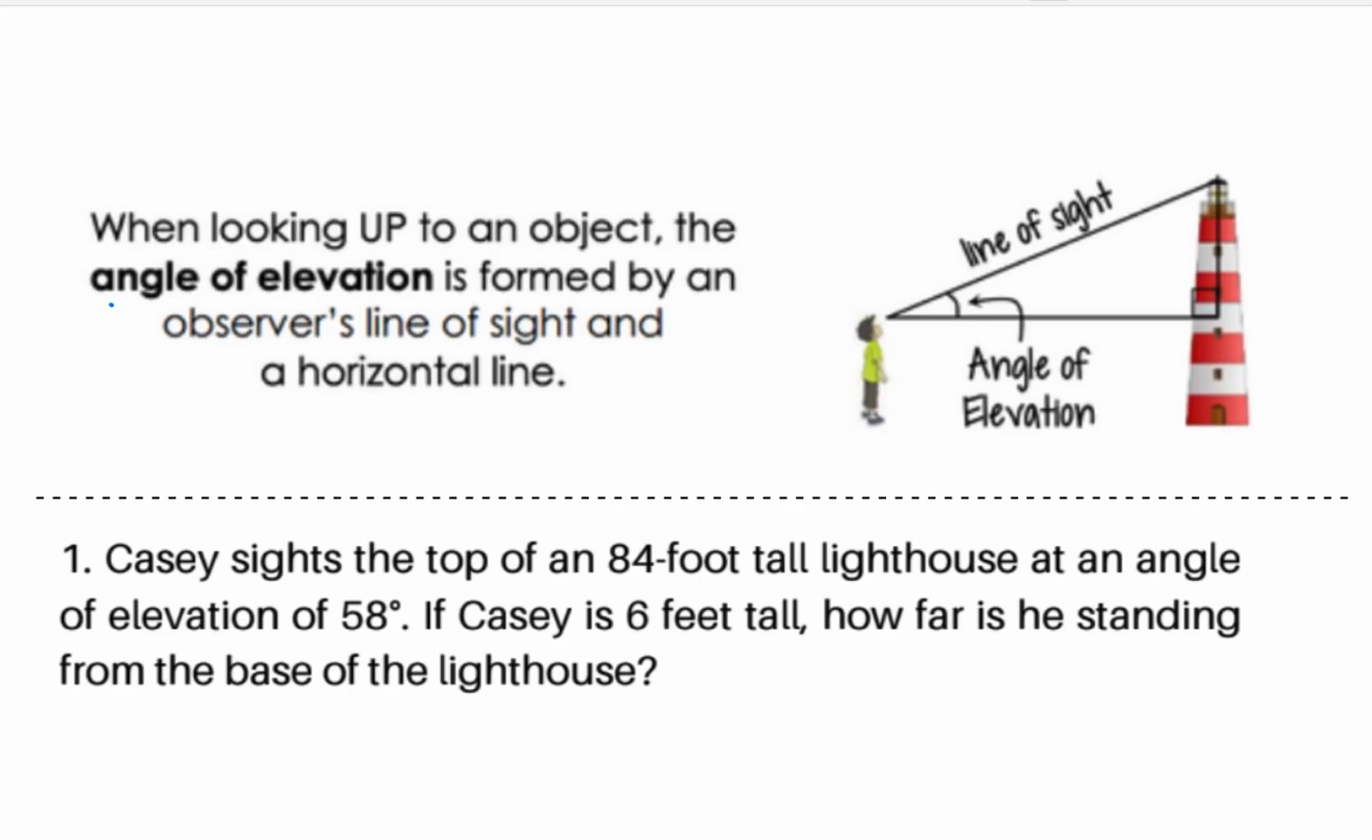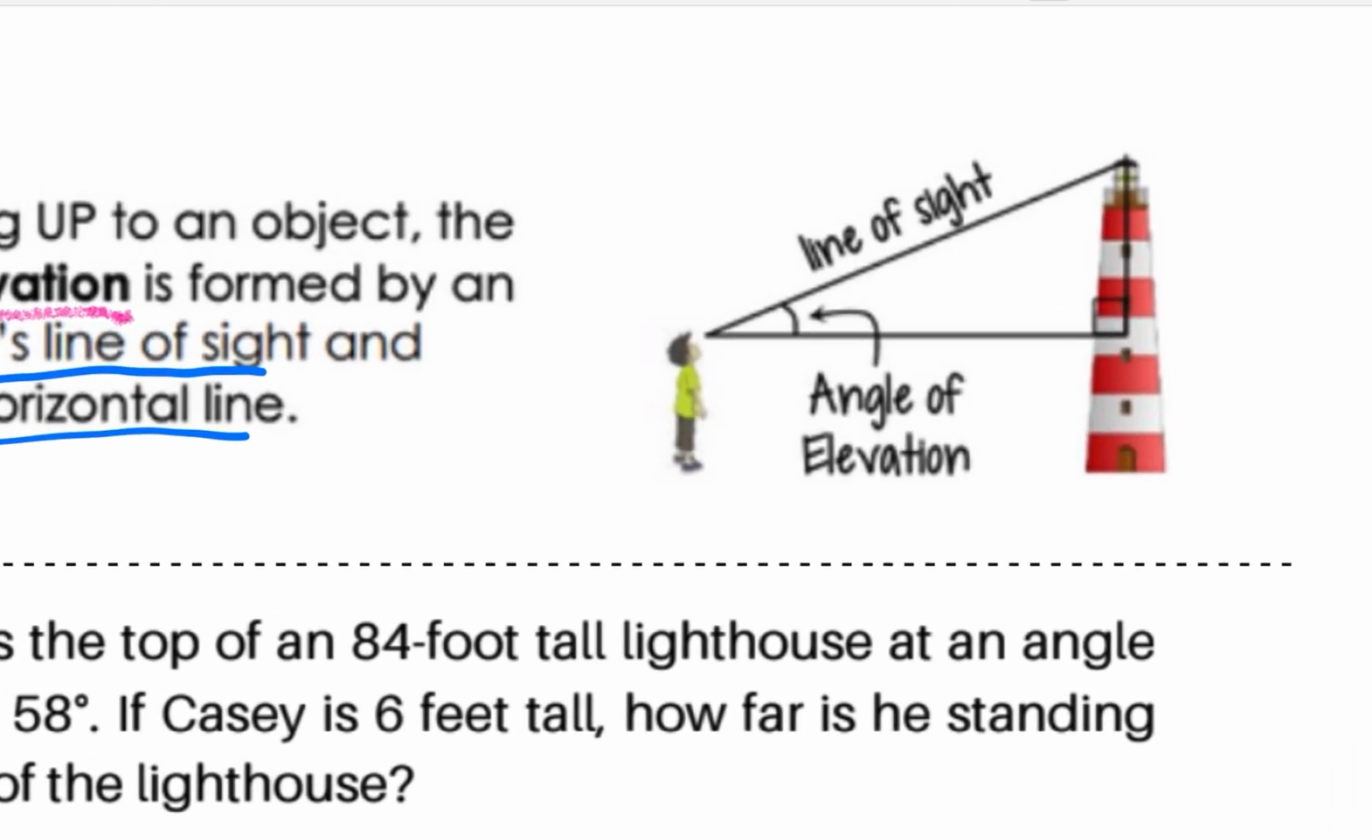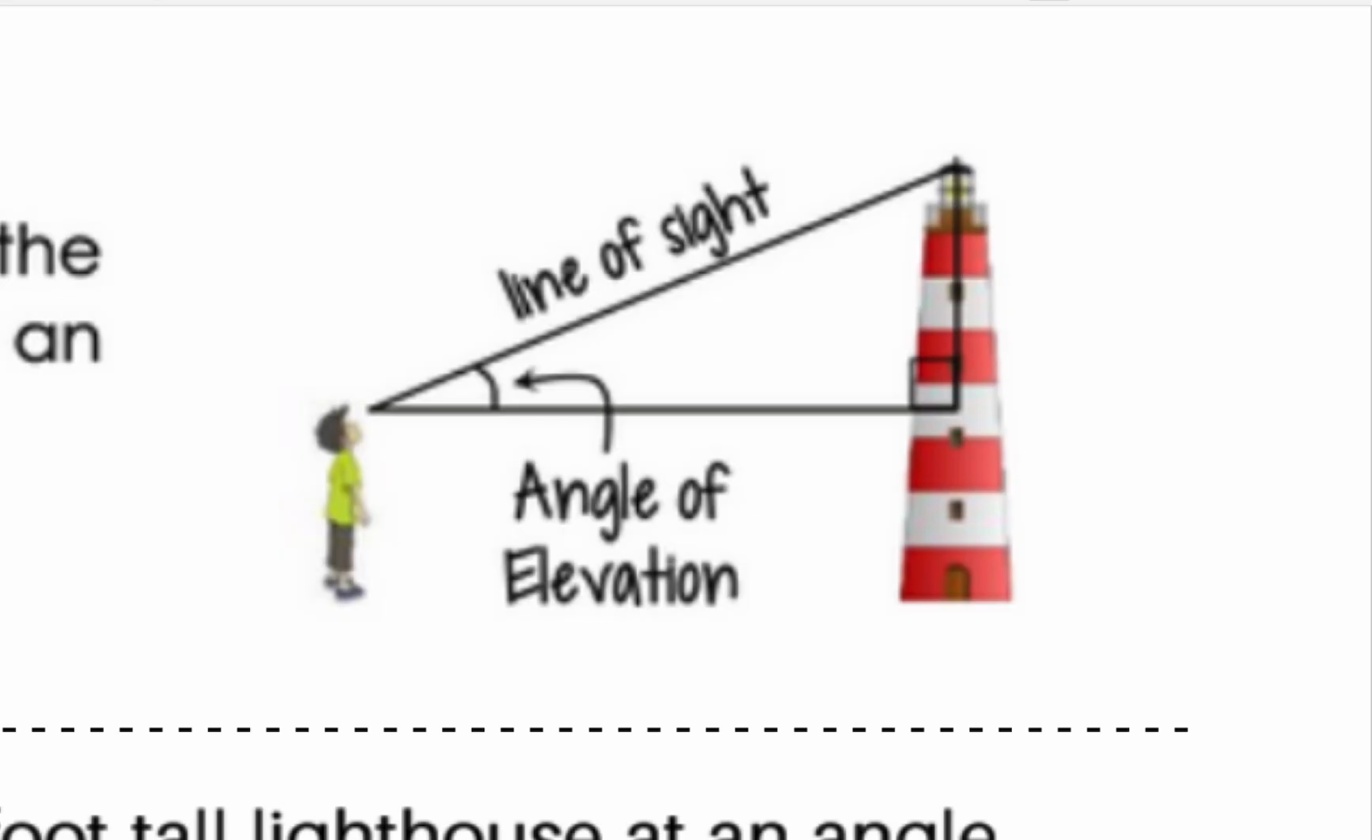In this video, we are going to talk about applications of trigonometry, particularly angle of elevation and angle of depression. When looking up to an object, the angle of elevation is formed by an observer's line of sight and a horizontal line. So if we focus our attention on this illustration, we have the angle of elevation that's created out of the line of sight and the horizontal line.